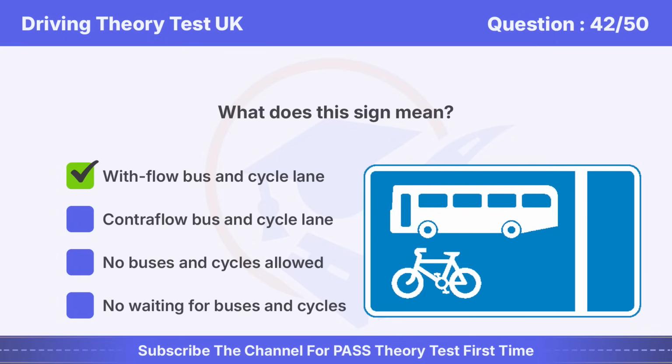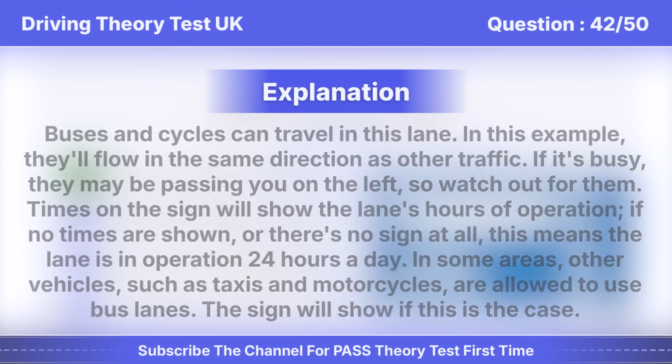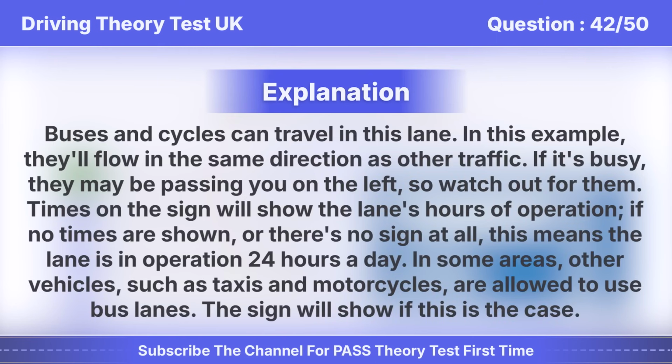Answer is A. With flow bus and cycle lane. Buses and cycles can travel in this lane. In this example, they'll flow in the same direction as other traffic. If it's busy, they may be passing you on the left, so watch out for them.